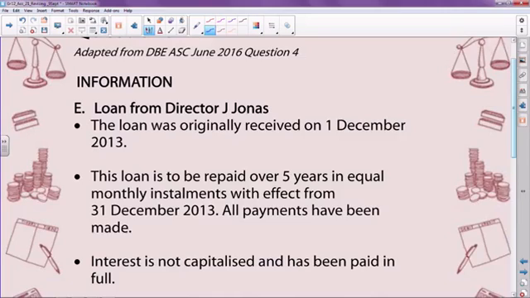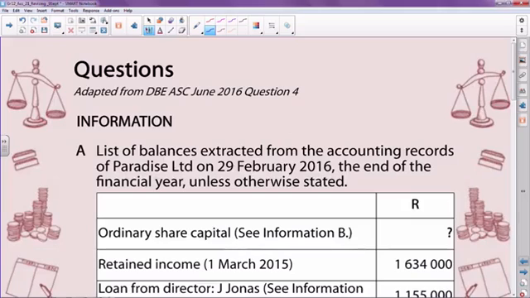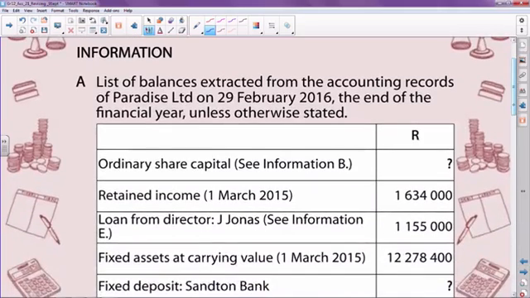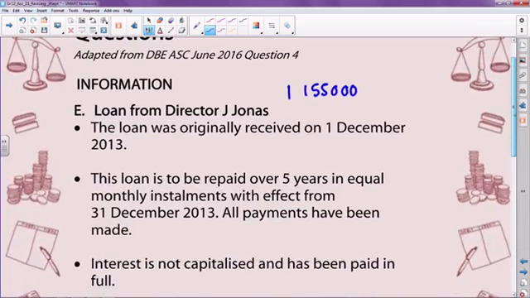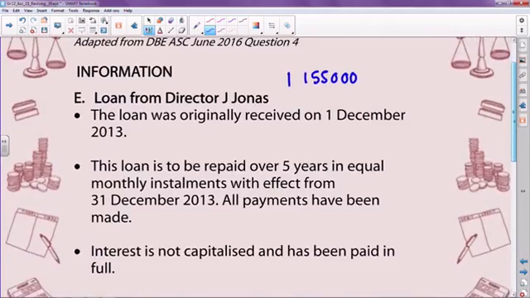Right, before I ask you to calculate this here, I'm going to first insert a figure here for you, which you will need. There's your loan from Director J. Jonas, 1,155,000. And the reason that I'm putting it here is because I'm going to give you 2 minutes to sort out this loan story for me. 2 minutes, guys. Go for it.